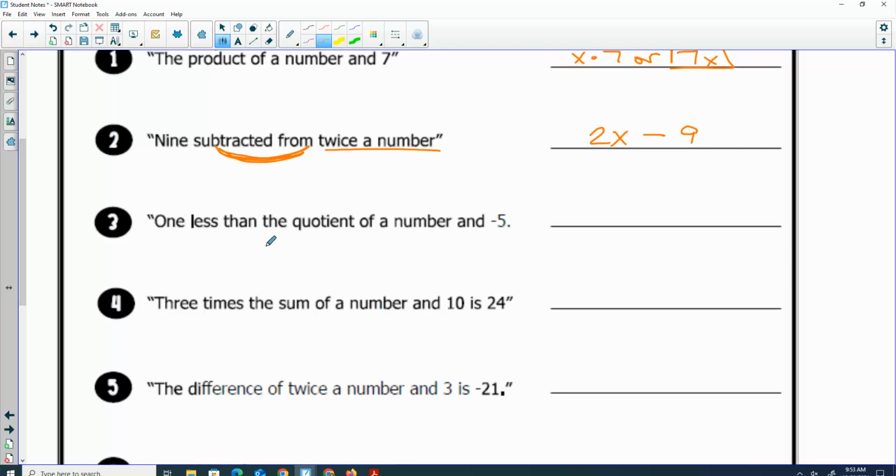Okay, the third one. 1 less than. Less than is again a turnaround phrase, so minus 1. Quotient means we are going to be dividing. So you can use the divided symbol. A lot of times we just wrote it as a fraction. A number and negative 5. So a number divided by negative 5 minus 1.